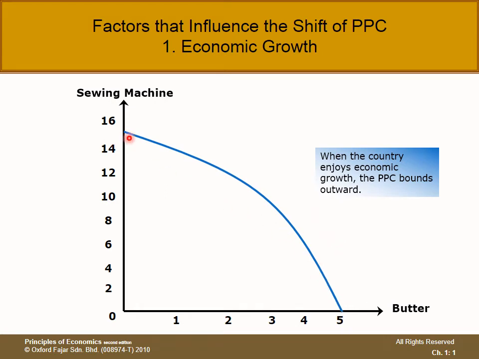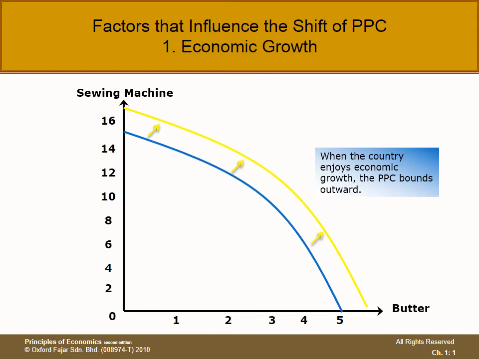Before economic growth occurs, we can produce 15 sewing machines, and at the same time we can produce 5 butter. If we have higher economic growth, it means that our curve will shift outwards. You can see that this is our new PPC, shifted from the blue one to the yellow one. The number of sewing machines will increase from 15, maybe to 17, and 5 butter will increase to 6 butter. So this is the result after we have higher economic growth.